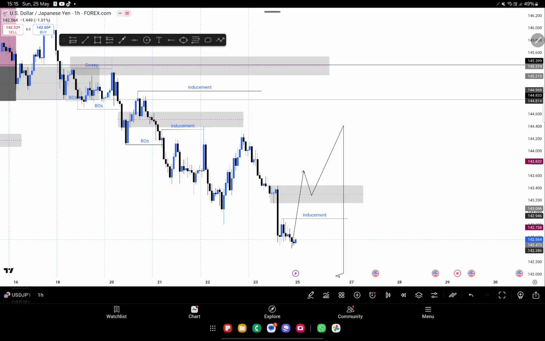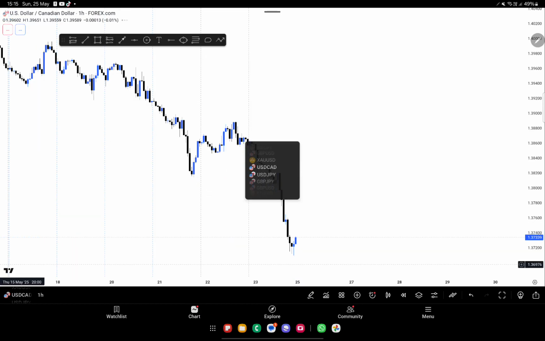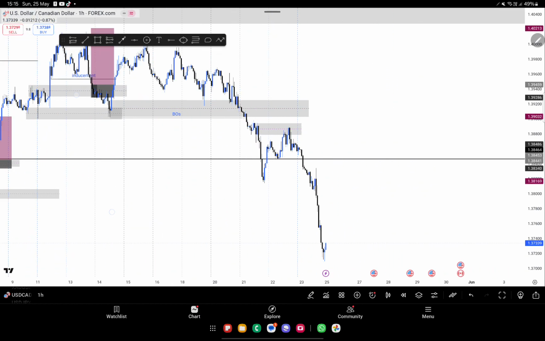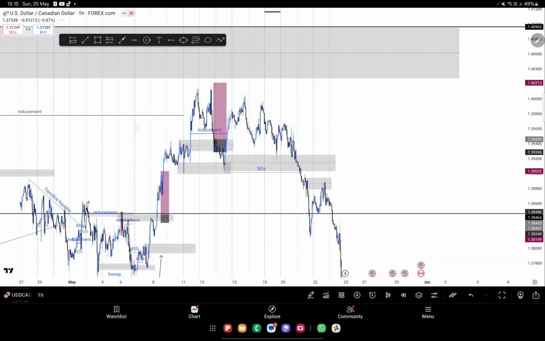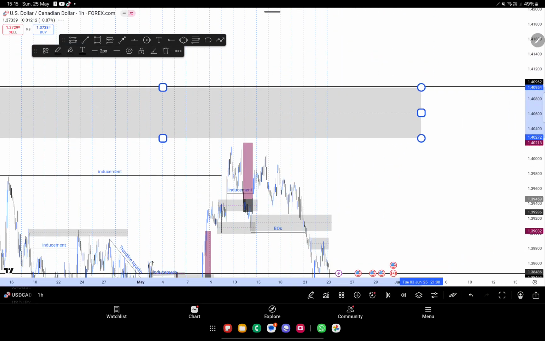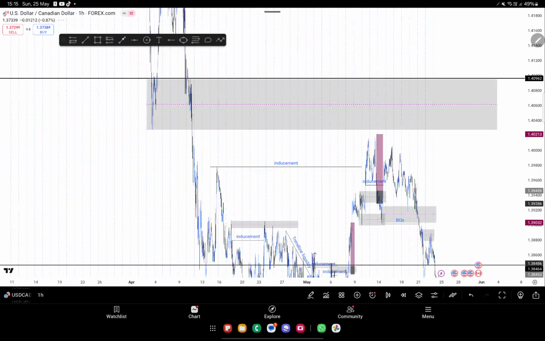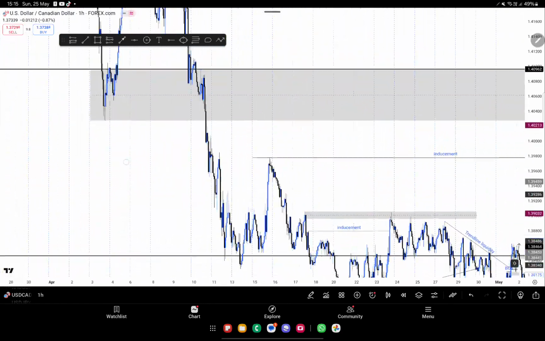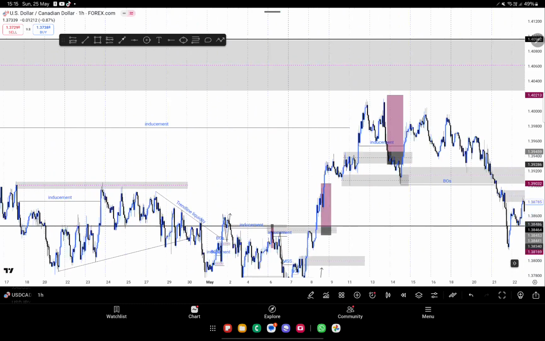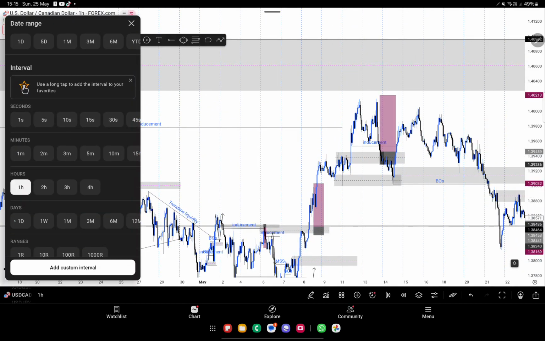USD CAD, I was very skeptical about this one. USD CAD changed. I know it changed bearish. Many people have been waiting for this PY to tap, and I had the PY up there. Sorry about this. I need to go to 1 day. You can already see there's a breaker up there. Let me just go 1 day.